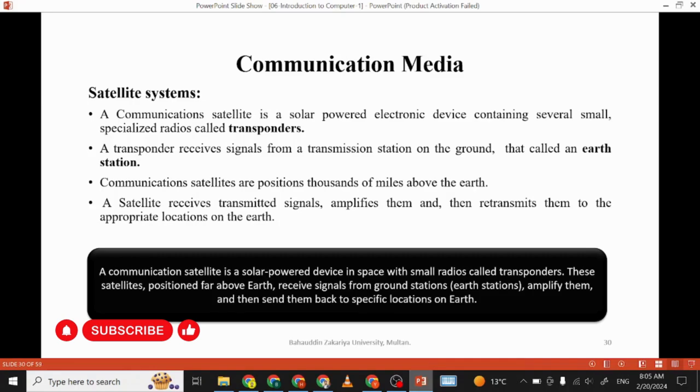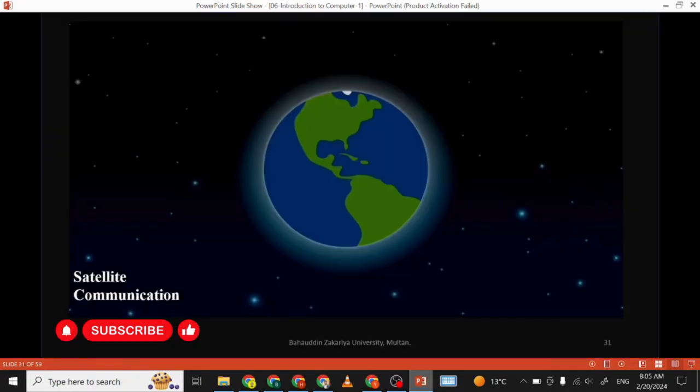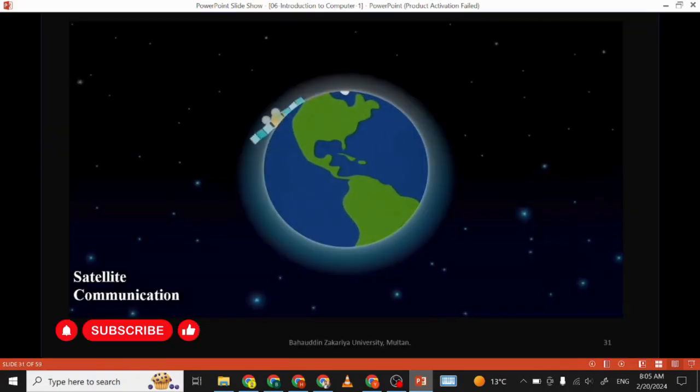A communication satellite is a solar powered device in space with small radios called transponders. These satellites, positioned far above Earth, receive signals from ground stations, amplify them, and then send them back to specific locations on Earth. Satellite communication.